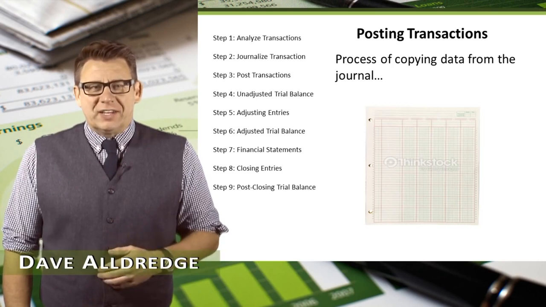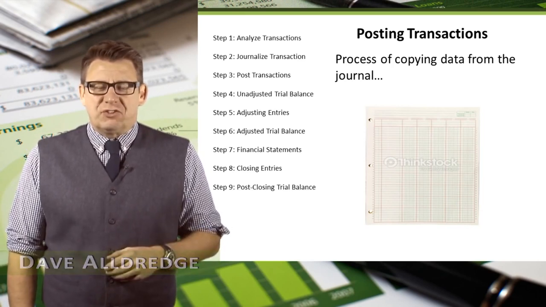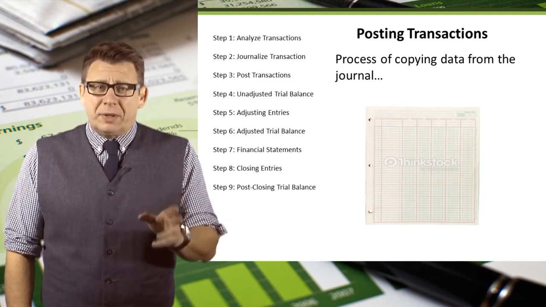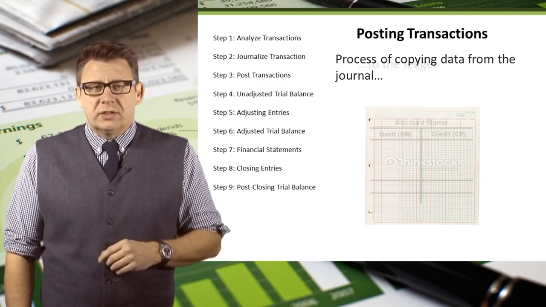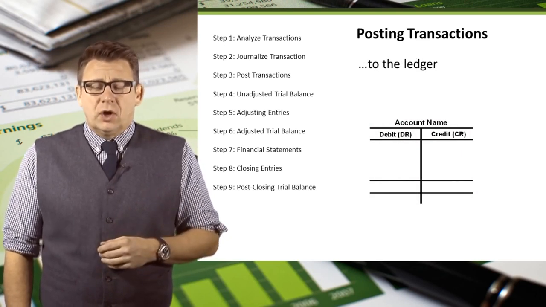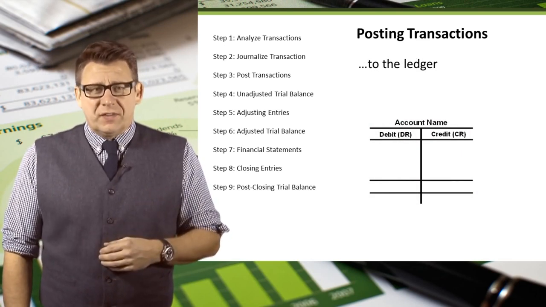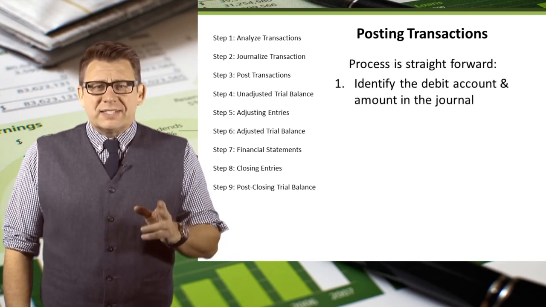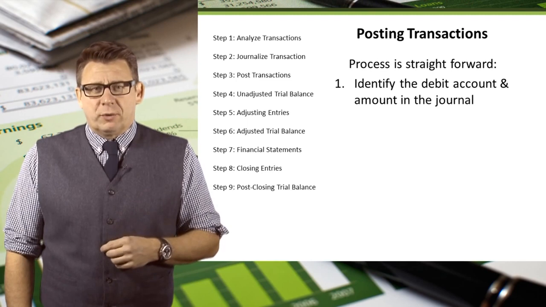The third step in the accounting cycle is posting transactions from the journal to the ledger. This is a process of copying data from the journal to the ledger, which in accounting we show as the T account. Recall that debits are always on the left and credits are always on the right. The process of posting is fairly straightforward.